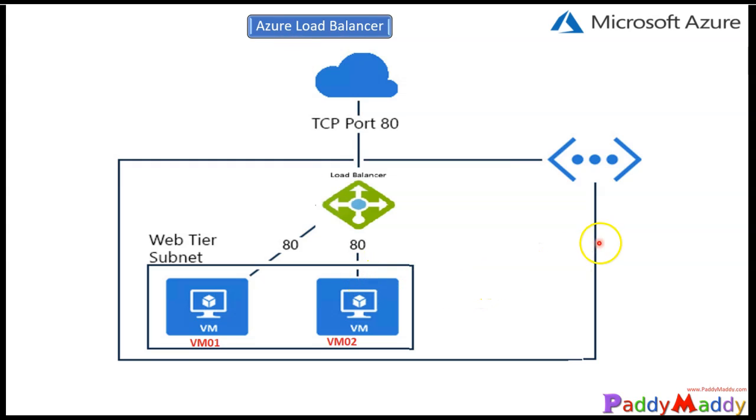So what we're going to do within this lab is we will be spinning up two virtual machines with a name called VM01 and 02, and we would install web server role on both the machines. So that's nothing but IIS role I will be installing on VM01 and 02.